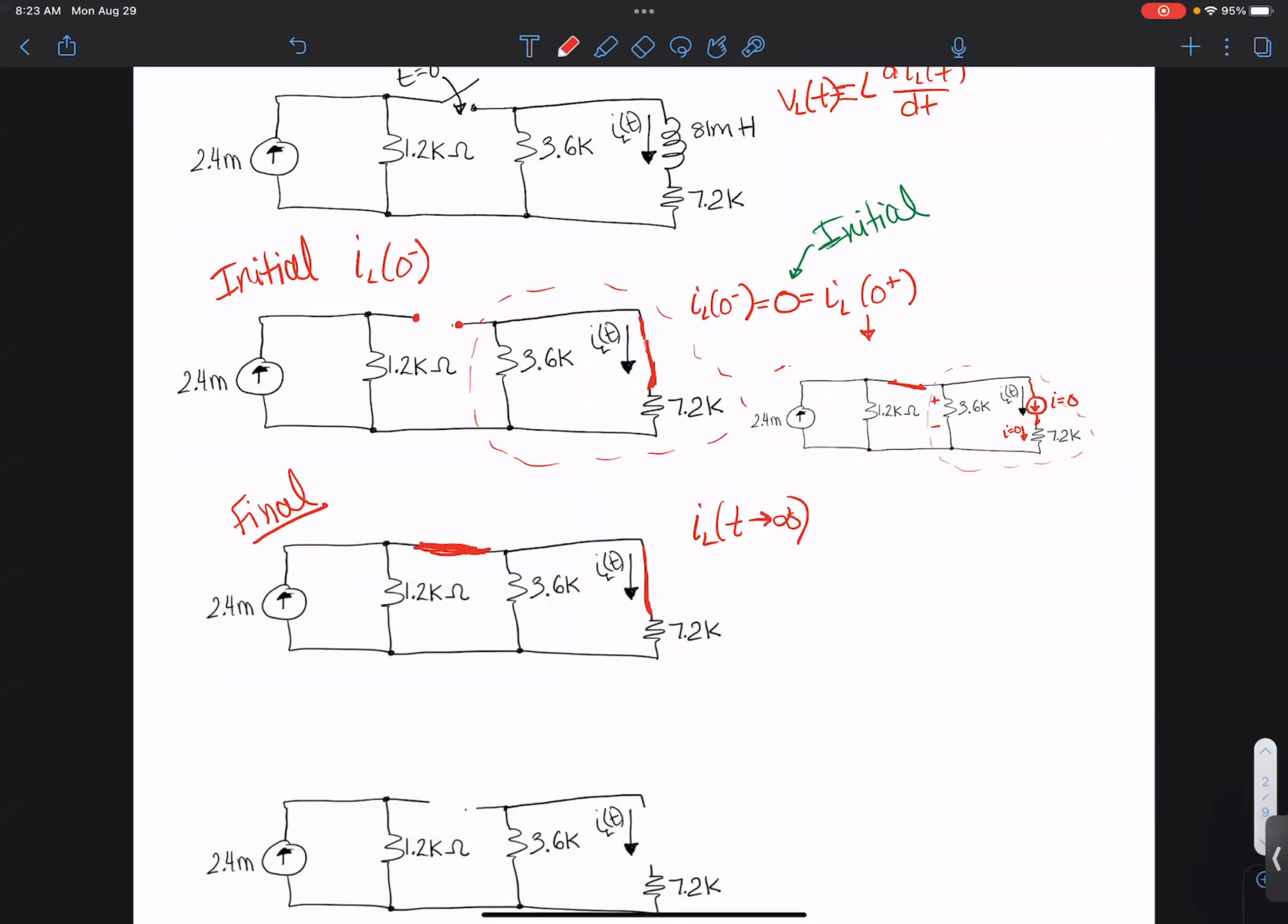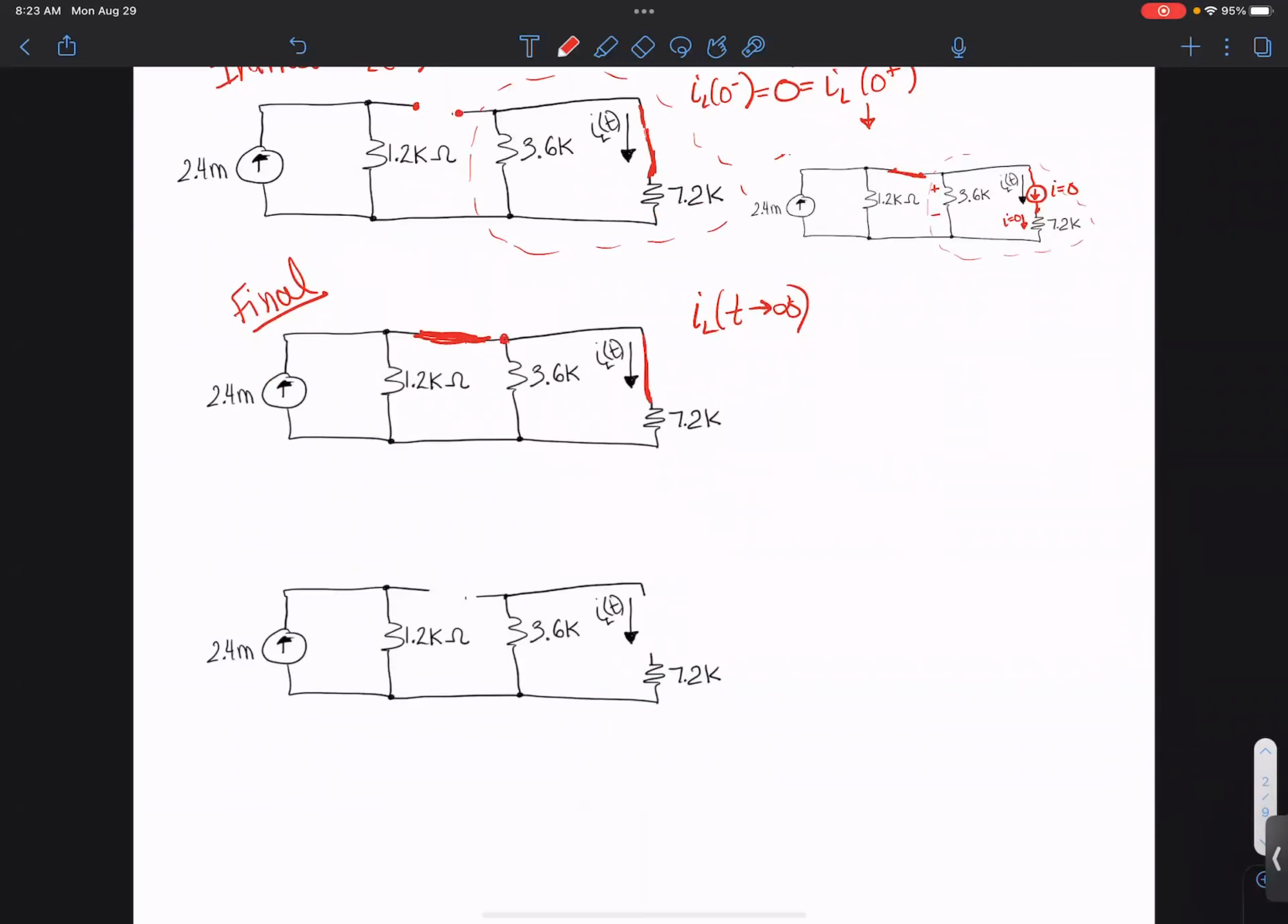So IL on this one, if you recognize it's a current divider, but if not, again, I love node voltage. So node voltage will help me yield this. All of this will be the same node. So all of these are in parallel. I can call that Vx, and I'll have minus 2.4 milli. For this branch current, what will this one be? Correct, Vx over 1.2K.